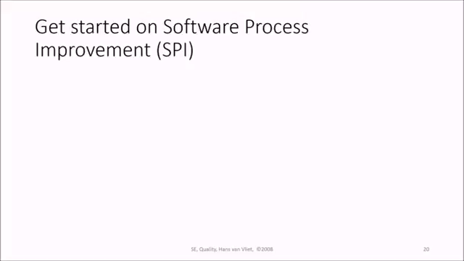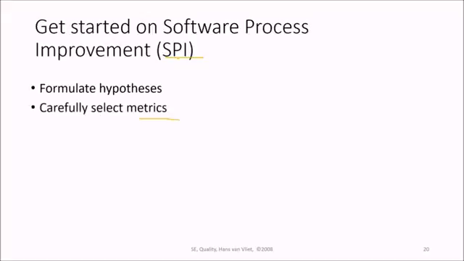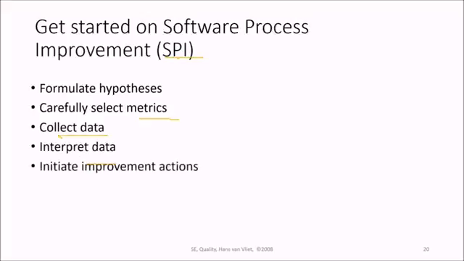So we can get started on software process improvement, SPI. That means we first formulate the hypothesis, then we carefully select the metrics, we collect the data, interpret the data, and initiate the improvement actions. Then we reiterate.